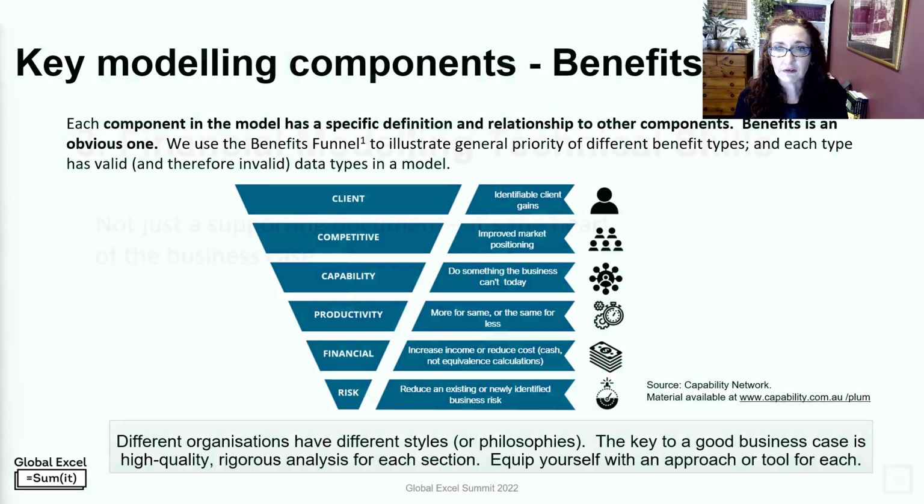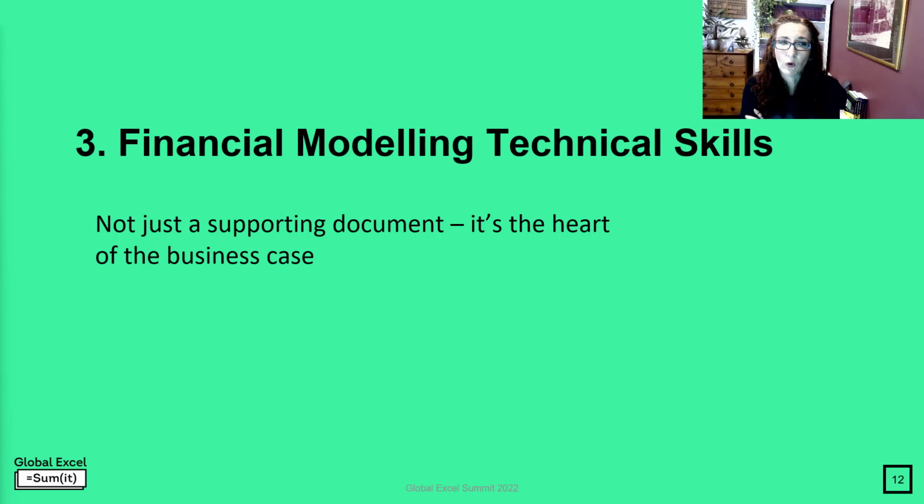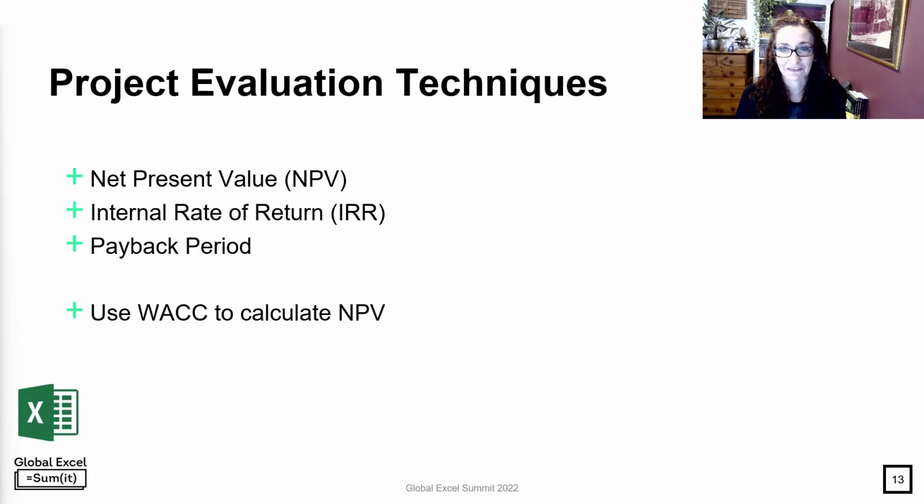So I'll leave it there, and what we're going to jump into now is, I know that you guys are keen to get into the technical skills, the technical part of the financial model that supports the business case. So I'd like to jump through some of the Excel skills that we need.